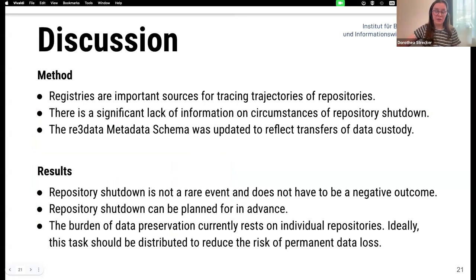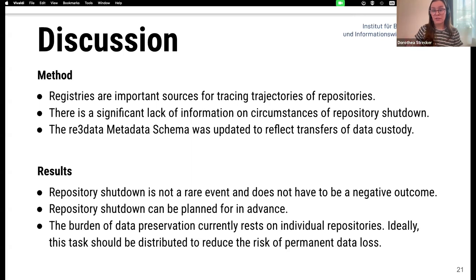I want to conclude with a brief reflection of the method we used and our results. From our perspective, we would argue that repositories are important sources for tracing trajectories of repositories, including repository shutdown. But there is a significant lack of information on the circumstances of repository shutdown and anything that comes after, like data migrations. But we can say that in the case of Re3data, the metadata schema was updated as a result of this study. And it was updated to better reflect transfers of data custody in the future.